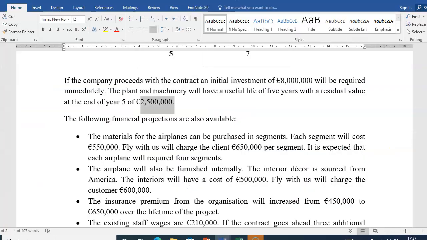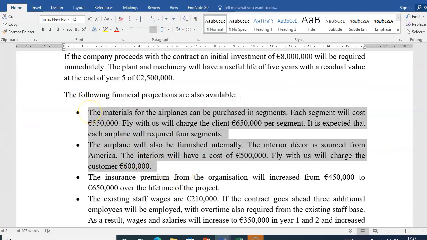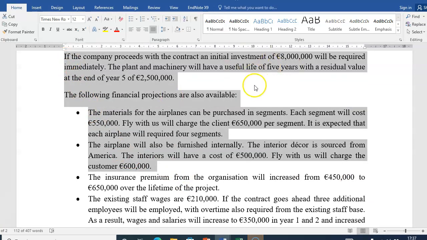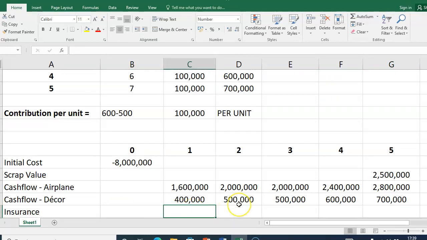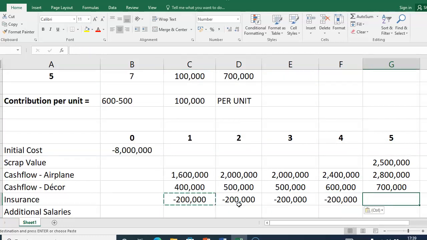We're then going to flick back to the question. We've dealt with points 1 and 2 and the information around the initial costs, so the next point is around the insurance. The insurance premium for the organisation will increase from 450,000 to 650,000 over the lifetime of the project. Like our previous questions, we're only concerned with the increase, the increase being the 200,000, that's the relevant segment. So we're going to flick back and put in our insurance, which will be minus 200,000 in each of the years of the project.